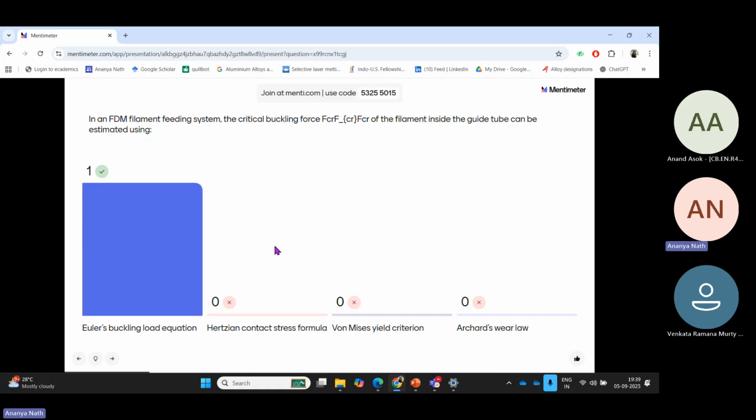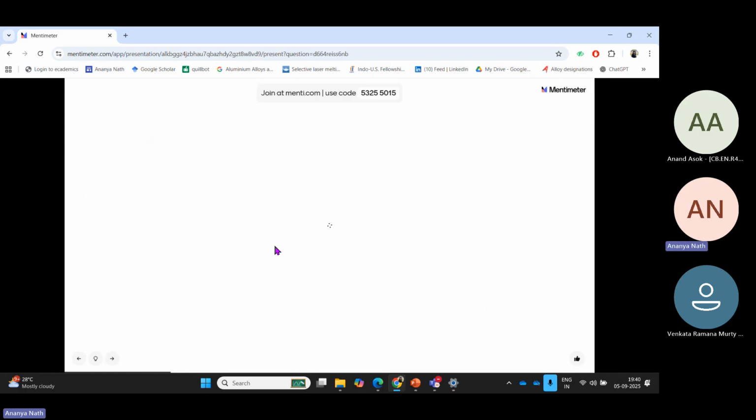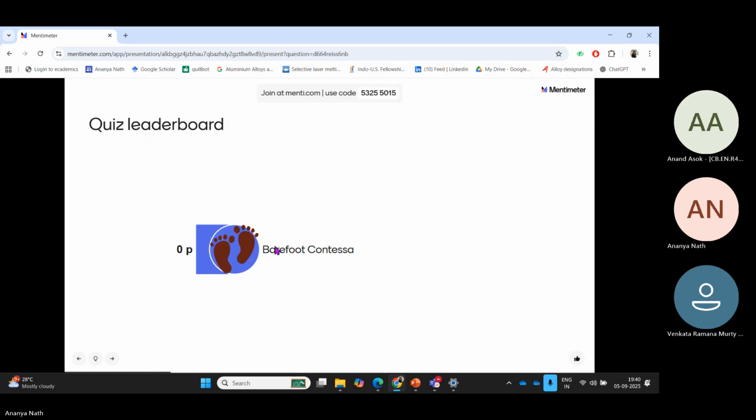So Euler's buckling load equation is used. The equation I couldn't put here, but you can get the equation from the notes. Let's see if you have marked it correctly.